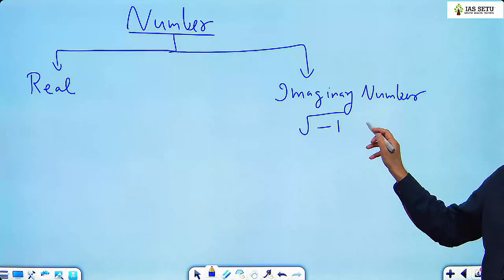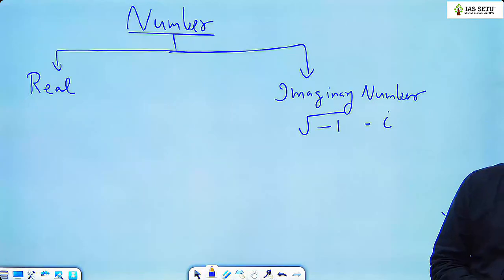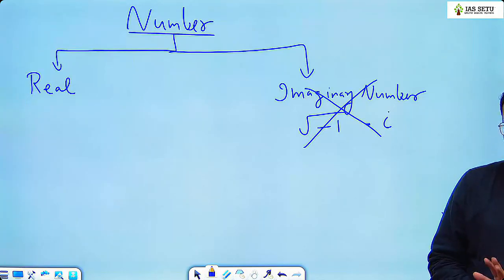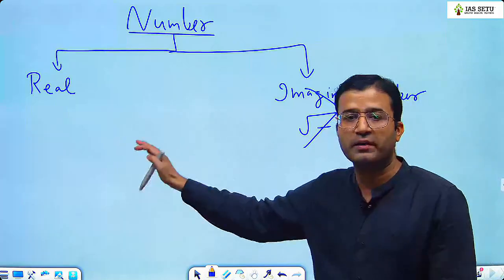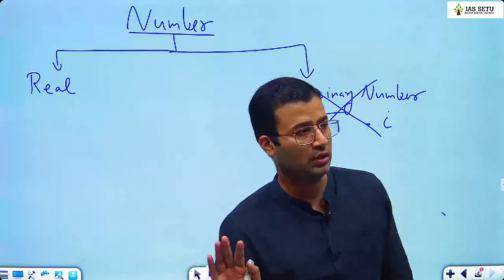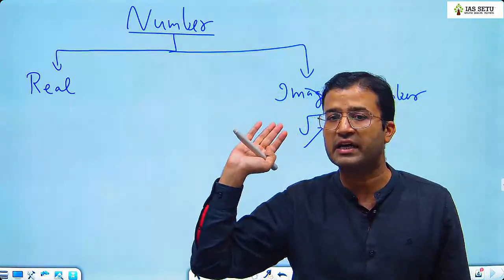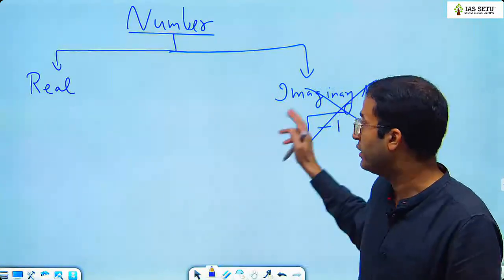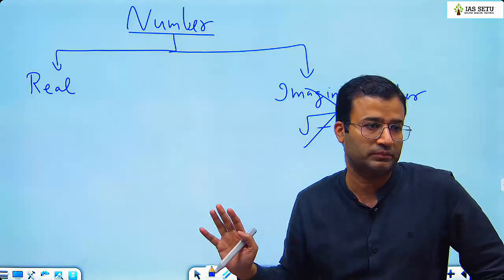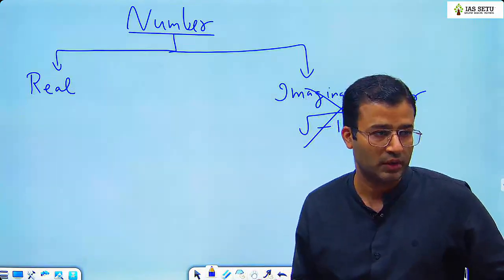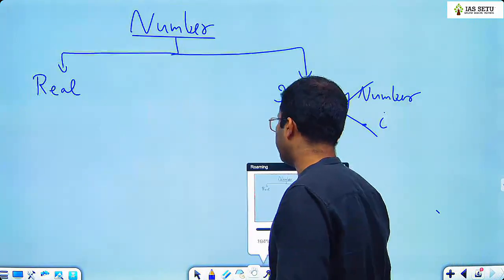Under root -1 is iota. And here we are not bothered about this. Even for CAT also, it is not required. What we study in detail in aptitude is only real numbers. They might increase the difficulty level of CSAT in any direction, but I can ensure you they will never ask a question on imaginary numbers, because it is not a part of aptitude. So we study real numbers in detail.